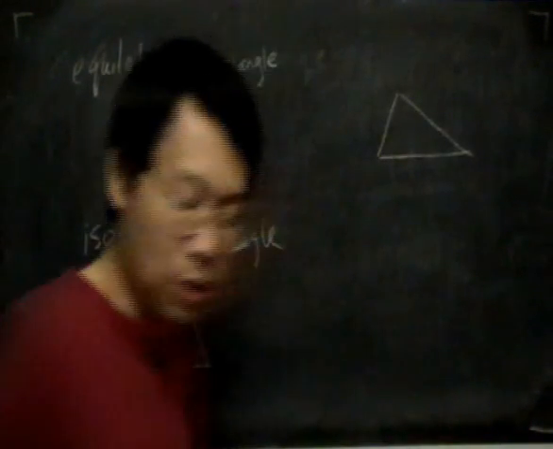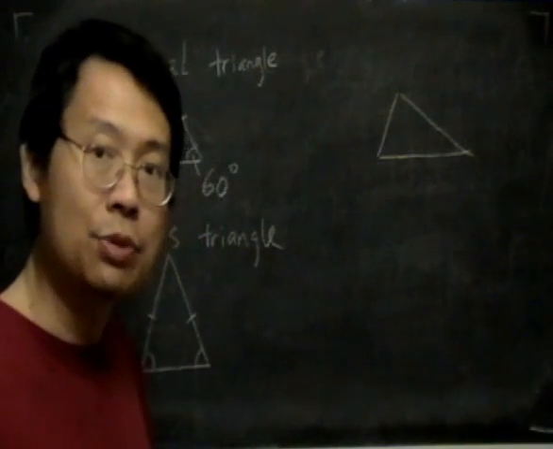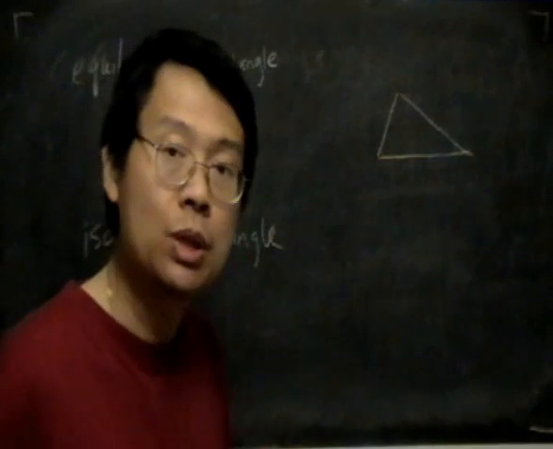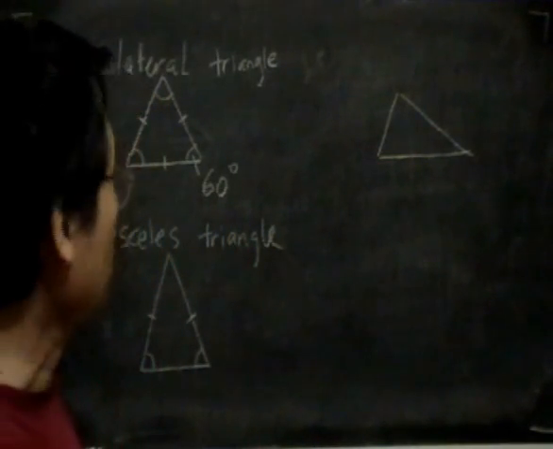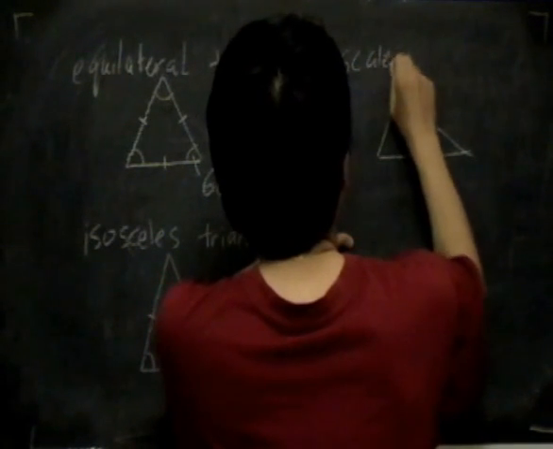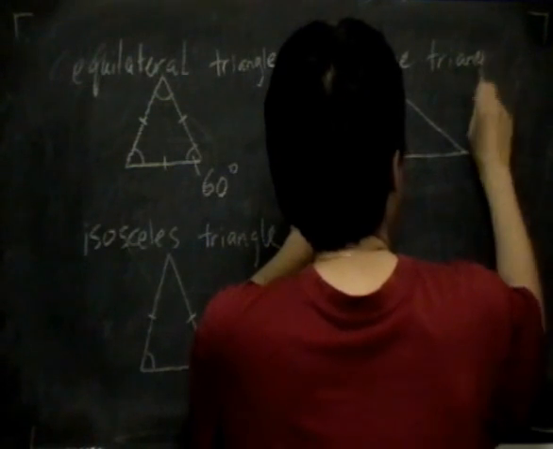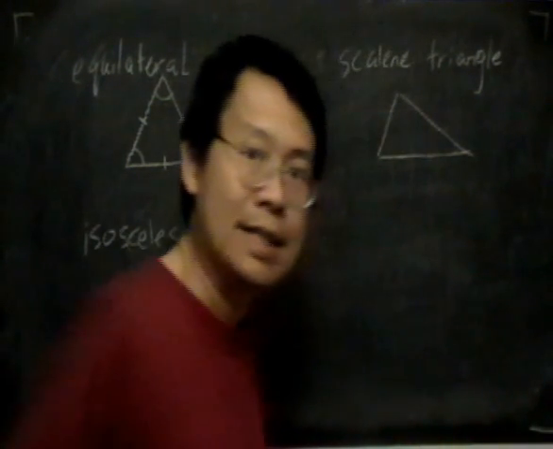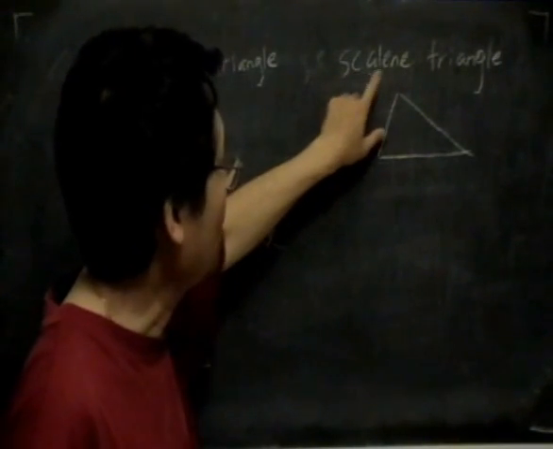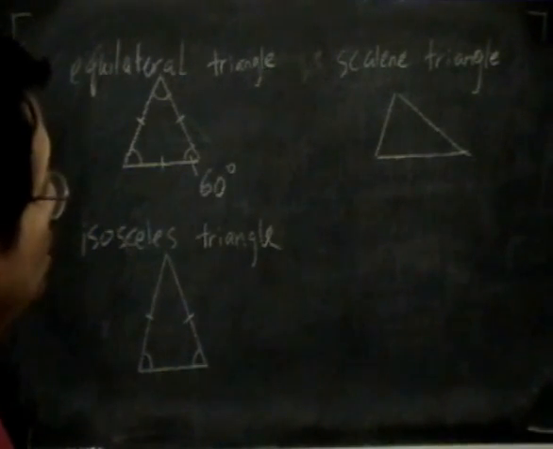This is a triangle where all the sides are different. Okay, so that's the shortest, that's the longest, that is in between. All the sides are different, and we call this a scalene triangle. Scalene is spelled S-C-A-L-E-N-E. Scalene triangle. So all sides are different.